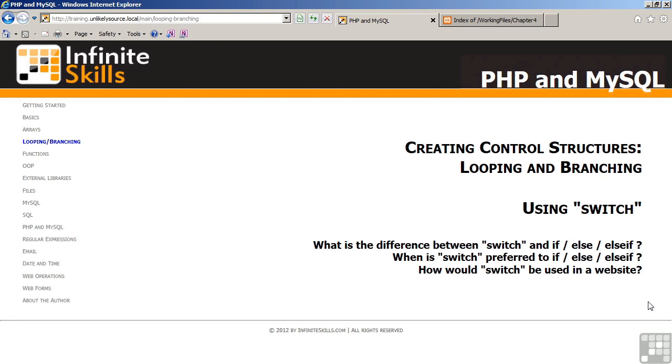This lesson will discuss using switch. Topics include what is the difference between switch and if, else, else if. When is switch preferred to those three commands? And how would switch be used in a website?